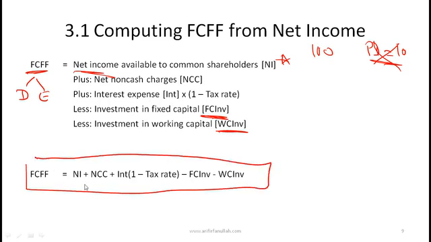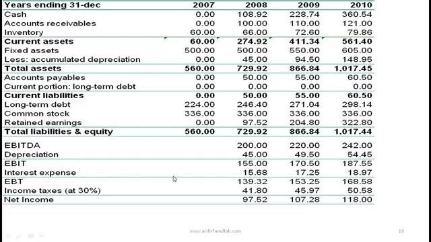Okay, so as a formula, this can be written like this. Free cash flow to firm is equal to net income plus non-cash charges. So basically this formula should look very familiar, and I can guarantee that there will be some use of this formula on the exam. Okay, let's see if you just memorized that formula.